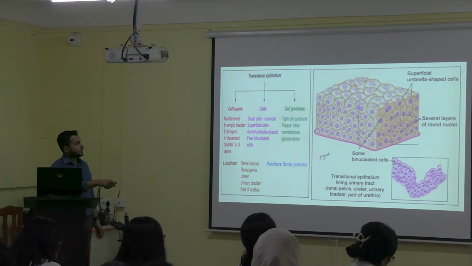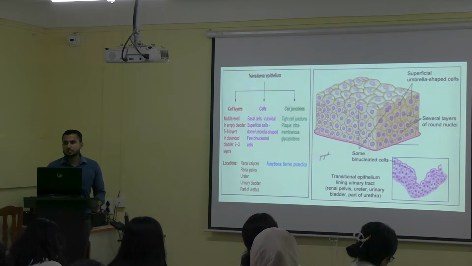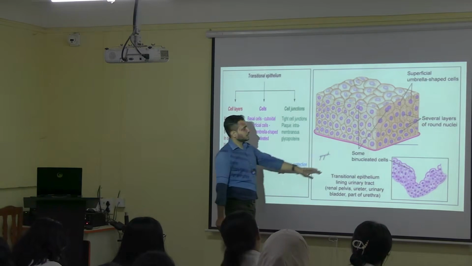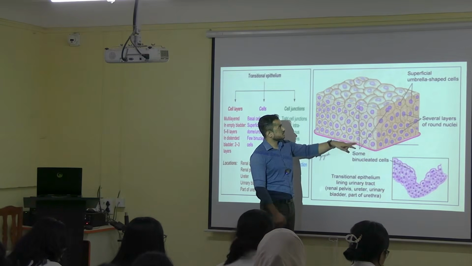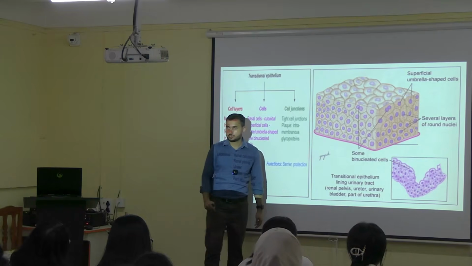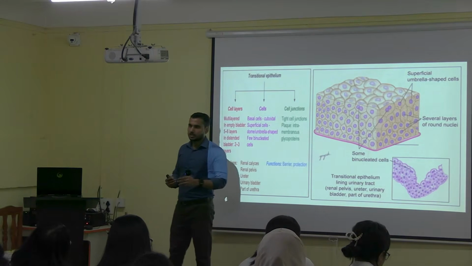Now here you can see the schematic diagram. In the schematic diagram, several layers of cells can be seen. This is the superficial layer. Here the cells are umbrella shaped.